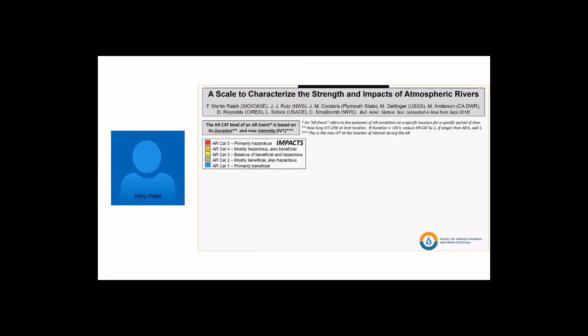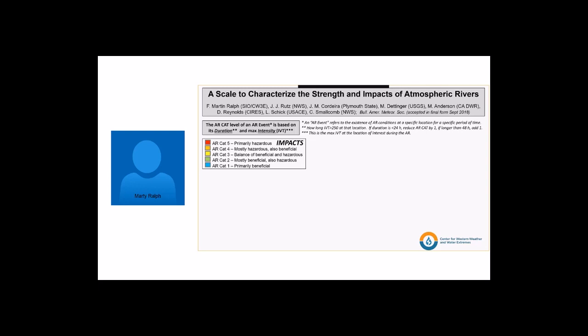All right, my last slide, I think it is here, is I want to introduce this scale for ARs. I want to highlight that it's been developed, myself in the lead, with National Weather Service participants John Rutz and Chris Smallcomb, Jay Cordeira from Plymouth State University, Mike Dettinger from USGS, Mike Anderson from California DWR, Dave Reynolds from CIRES, which is in Colorado, and he used to be a weather forecaster with the National Weather Service for a long time, and Larry Schick, who was Army Corps of Engineers until he retired recently. This paper is now actually officially accepted in final form. So from a science standpoint, this has passed all the muster and it's ready to roll.